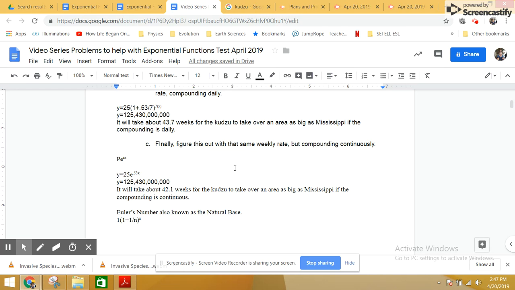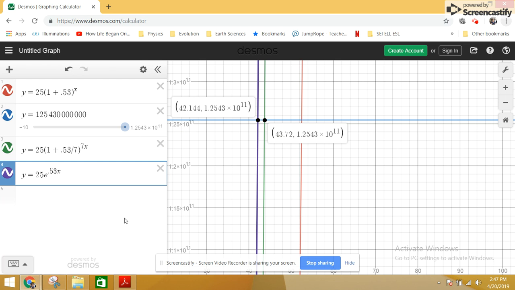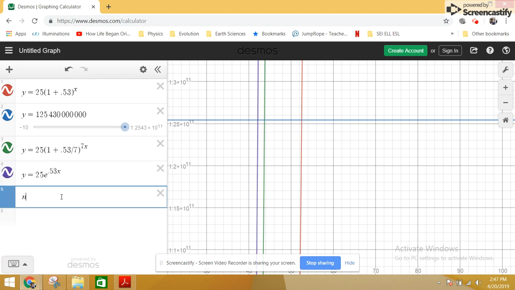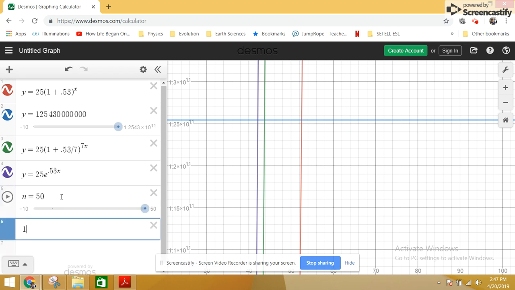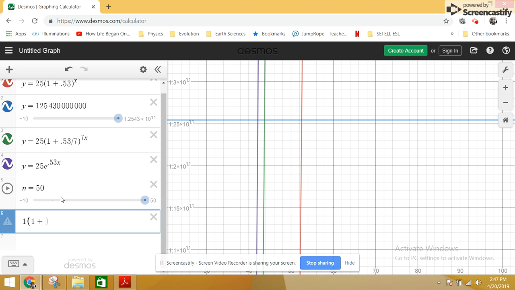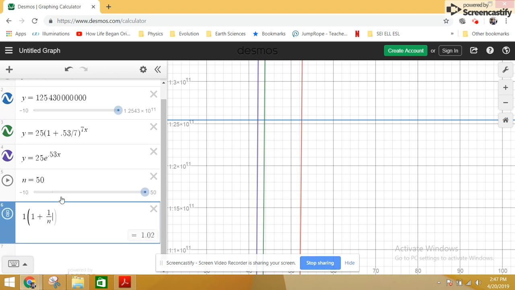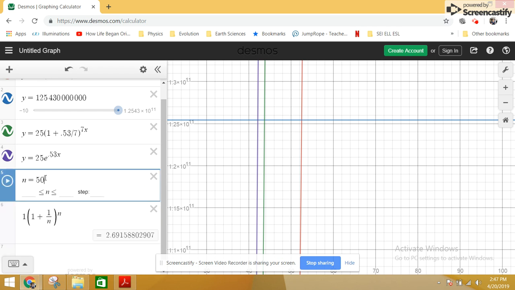So we take that basic structure and we put it into Desmos and we say, okay, n equals, and I'll start off with 50, and we say 1 times 1 plus 1 over n raised to the n power. And as you can see here, it becomes that. Now if I change that to 500, 5,000, each time I increase it, we get a little closer to E.